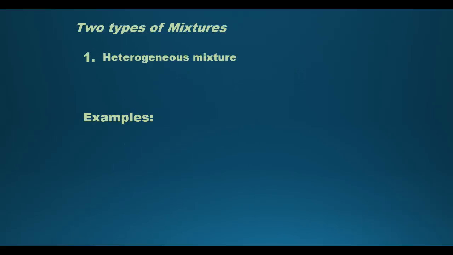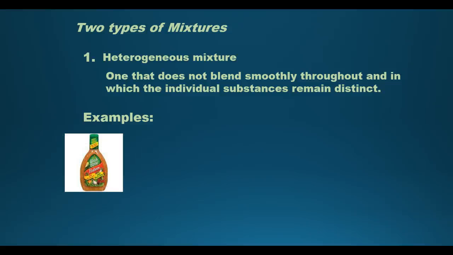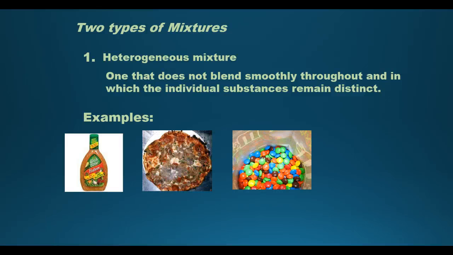There are two types of mixtures: a heterogeneous mixture, in which the substances are not smoothly blended throughout or do not have a uniform composition, where you can see the individual substances. They remain very distinct. Some examples are salad dressing, pizza, and a bowl of M&Ms. In fact, you are a heterogeneous mixture, as we can see all the components that make you up.